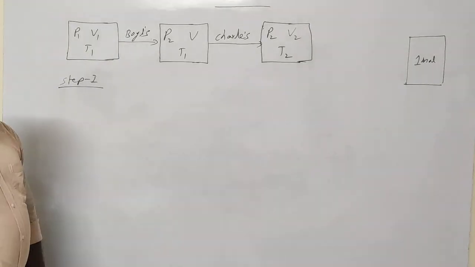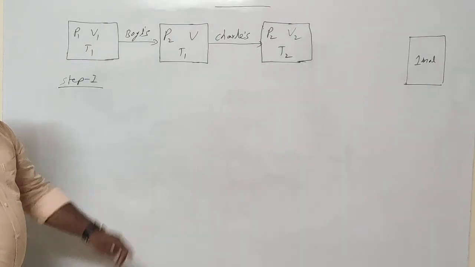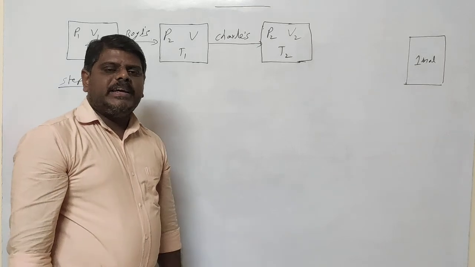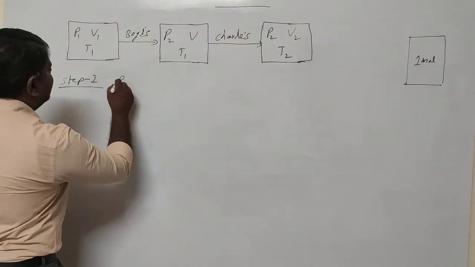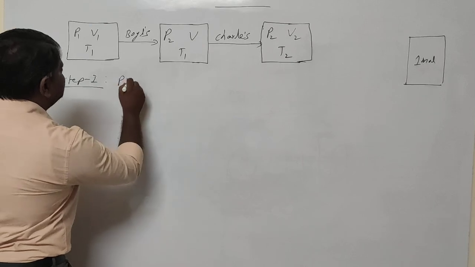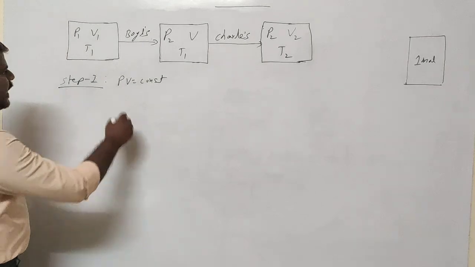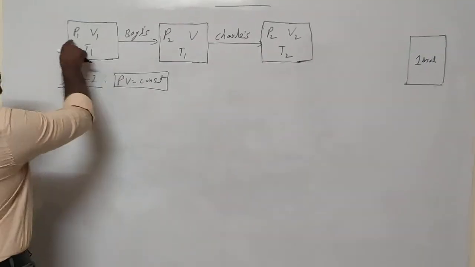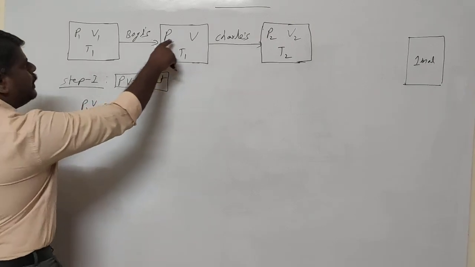What is the formula of Boyle's law? When temperature is constant, PV is equal to constant. PV is equal to constant means what can I write? P1 V1 is equal to P2 V2. So from Boyle's law, PV is equal to constant, and you can write this as P1 V1 is equal to P2 V.